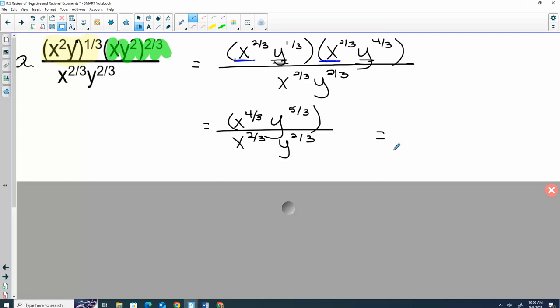To finish it, what do we do when we divide? Subtract our exponents. So for my x's, 4/3 minus 2/3 is 2/3. For my y, 5/3 minus 2/3 is 1. So we just get x to the 2/3 y.